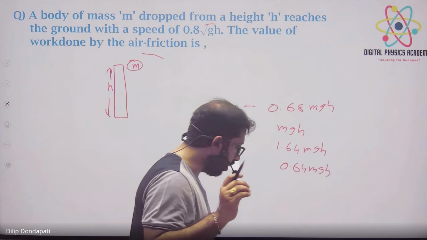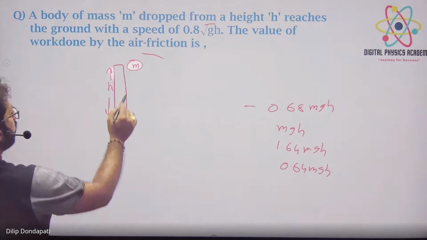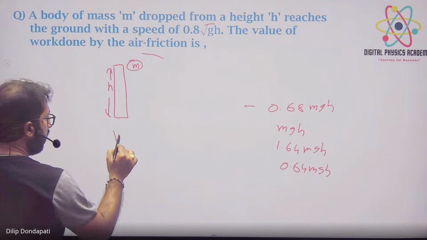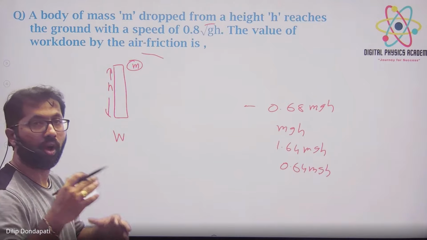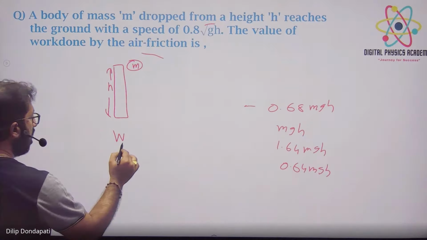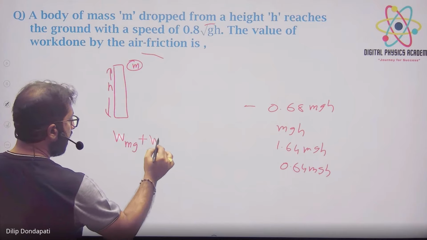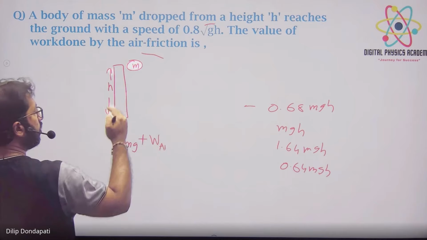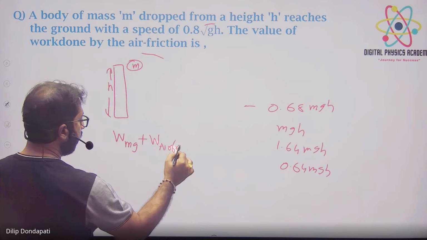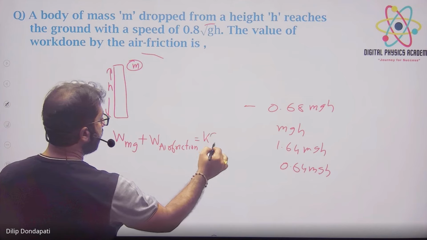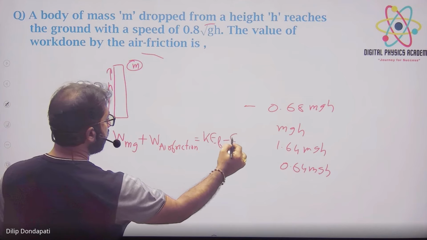Sir, it's minus 0.68. देखो कृष्ण, what are the forces acting on it? वर्क डन इसके ऊपर, when it is falling, आपको दो फोर्स एक्ट हो रहा है। We are using work theorem: work done by all forces. कौन सा फोर्स है? Work done by mg force plus work done by air friction. Friction is acting in the opposite direction, right? Work done by all forces is equal to change in kinetic energy, final kinetic energy minus initial kinetic energy.